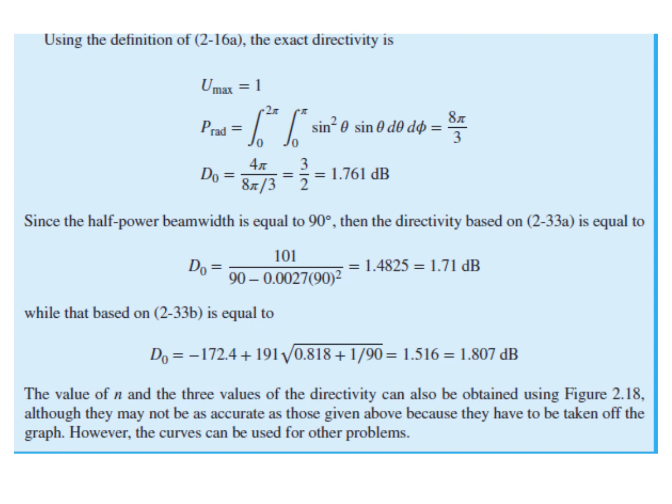Since the half power beamwidth is 90 degrees, which is given, we can now use the Pozar formula or the McDonald formula given in equation 2.33a and 2.33b respectively. One method, the McDonald method, will give us an approximate maximum directivity of 1.71, which is very close to the exact solution. If we use the other formula, the Pozar formula, it will give us a directivity of 1.807, which is also close to the exact solution. It's slightly greater than the exact directivity, while in the McDonald case the directivity is slightly less than the exact solution. Thus the value of n and the three values of the directivity can also be obtained directly from figure 2.18. As I said, that graph can be used for finding the value of directivity and n if we know the half power beamwidth.